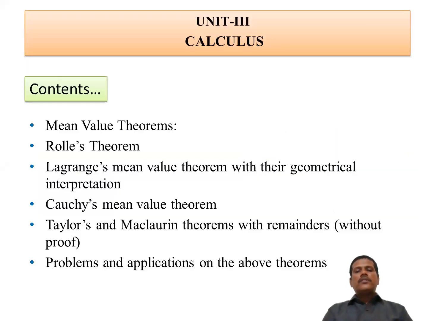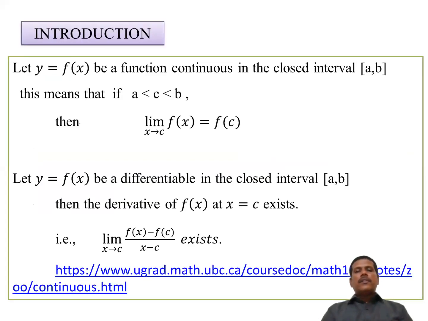Today I am going to discuss the mean value theorems. To discuss the mean value theorems, we can see some definitions of continuous functions and differentiable functions. Now, see the definition of continuous function. A function f of x is continuous in the interval a comma b. That means if a less than c less than b, c lies in the interval a comma b, limit x tends to c f of x is equal to f of c. That is called a continuous function.